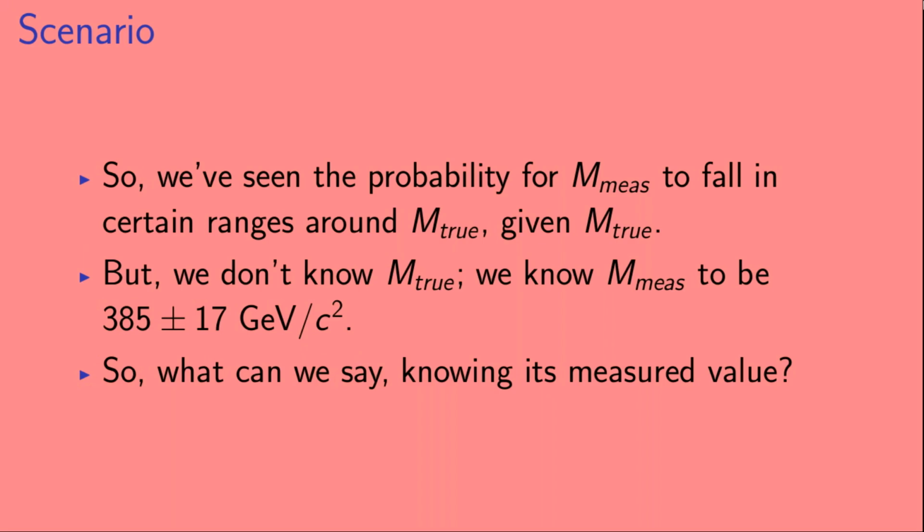Okay, so we've seen the probability for m measured to fall in certain ranges around m true, given m true. But we don't know m true. We know m measured to be 385 plus or minus 17 GeV/c². So what can we say knowing its measured value?